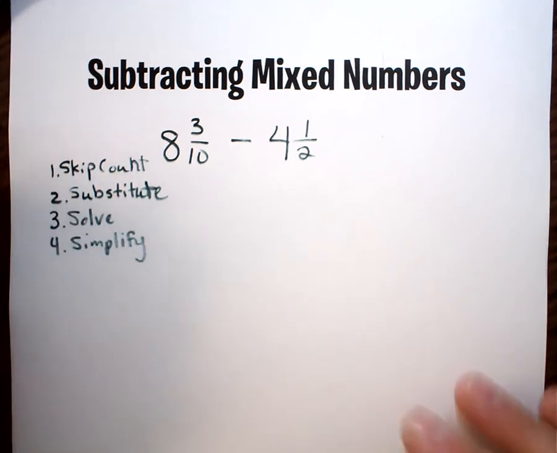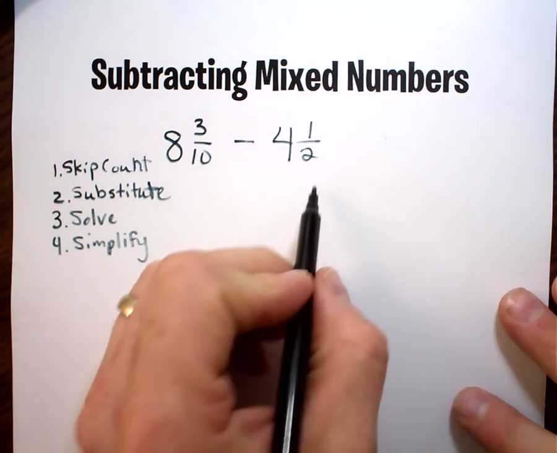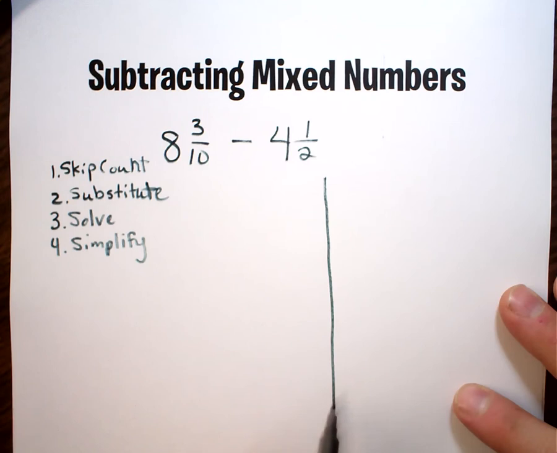Okay, I need a better marker. I got another black marker right here. Okay, so I draw a little T-chart to do the 4 S's.